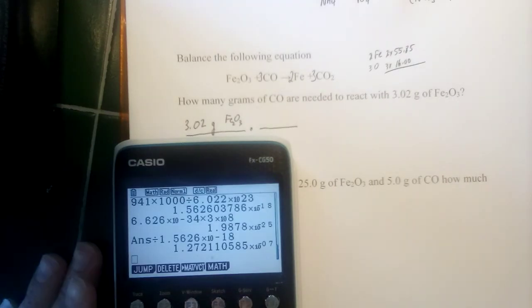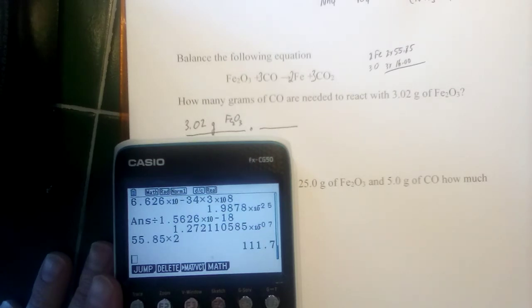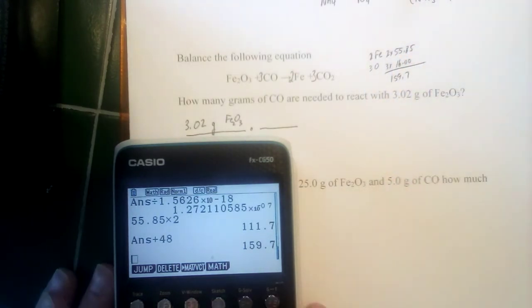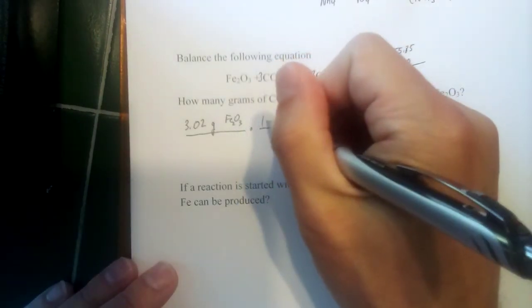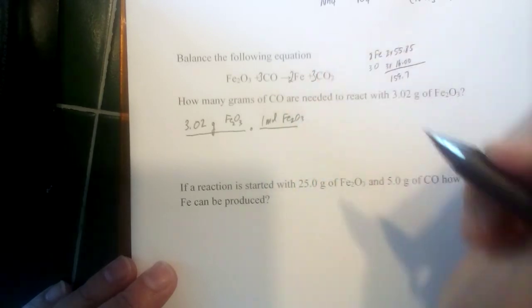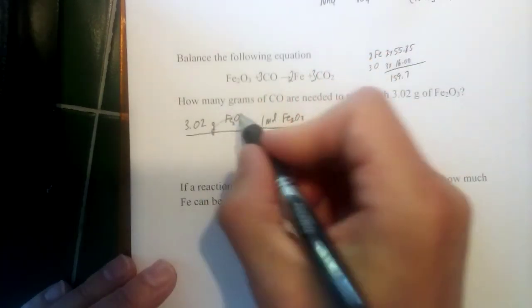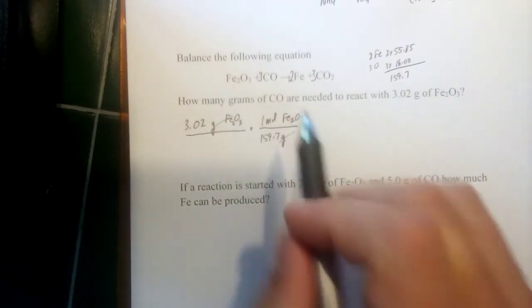And my calculator warm up here, 55.85 times 2. And then 16 times 3 is 48. So let me just add 48 to that answer. That would be 159.7 grams in a mole. So 1 mole of iron 3 oxide would weigh 159.7 grams, and that would cancel out my units. And now I've got moles of iron 3 oxide.